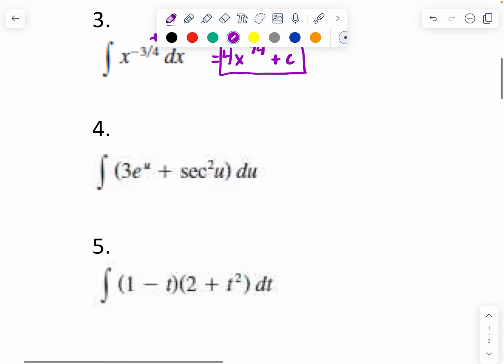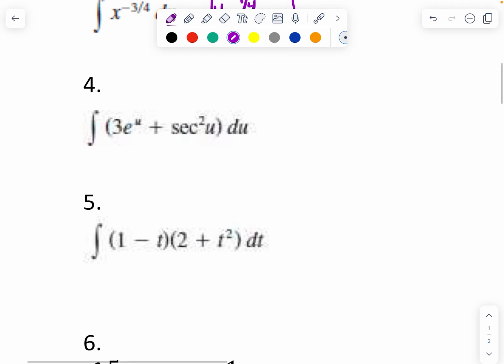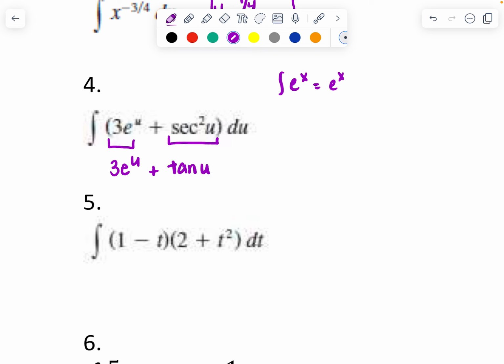Okay, number 4. Okay, we've got some trig functions here. We did this one in class today, remember? So you guys, for this, remember that the integral of e to the x is e to the x, right? So the integral of 3e to the u is just going to be 3e to the u, no change there. Then for this one, the integral of secant squared, we want to ask ourselves, what do we take the derivative of to get secant squared? Well, that would be tangent. So this would be tangent of u plus c.